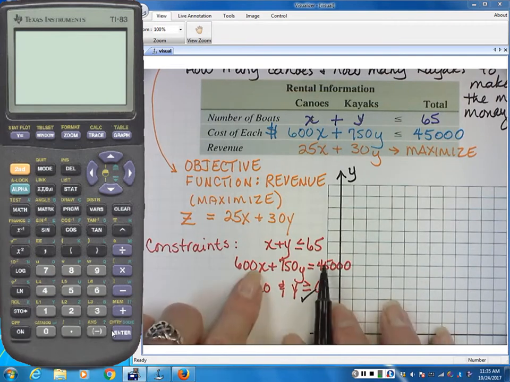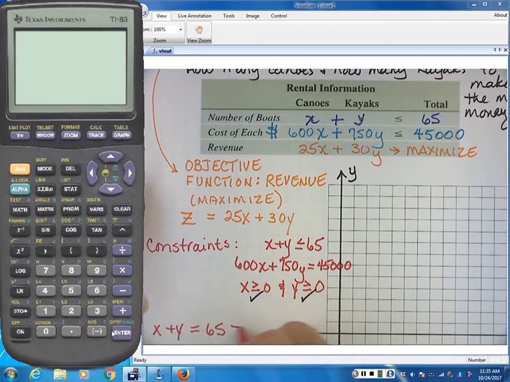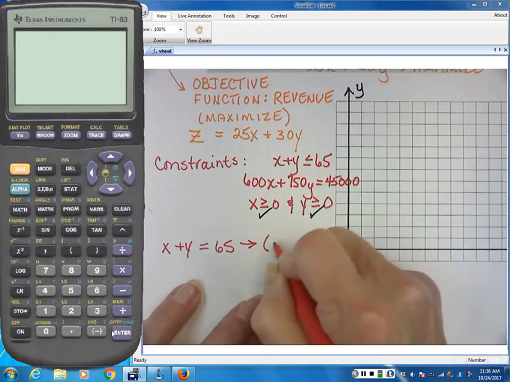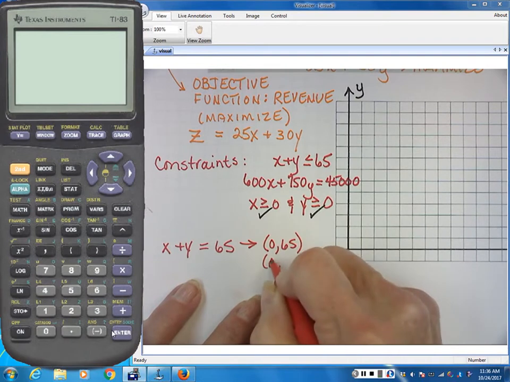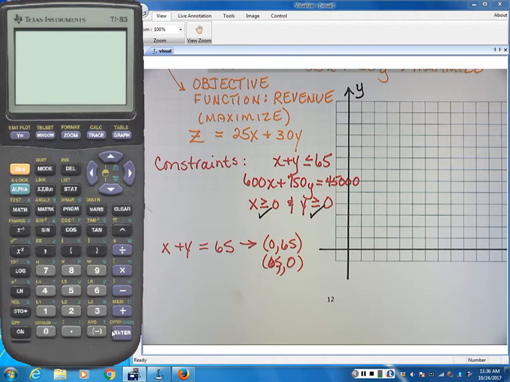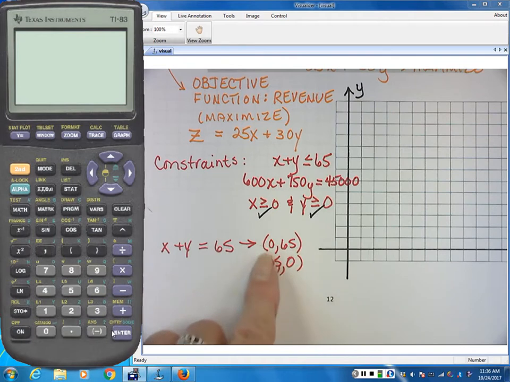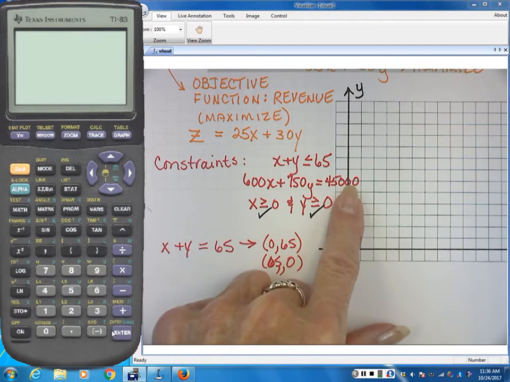What I've got are these other two constraints. This one's not hard to figure out. If we have x plus y equals 65, then what we know is that if x is 0, y is 65, and if y is 0, then x is 65. So we can plot that one pretty easily. Then I'll look at this, and plotting 65, 0, and 0, 65 on an axis where I have these in hundreds, that's going to be really frustrating.